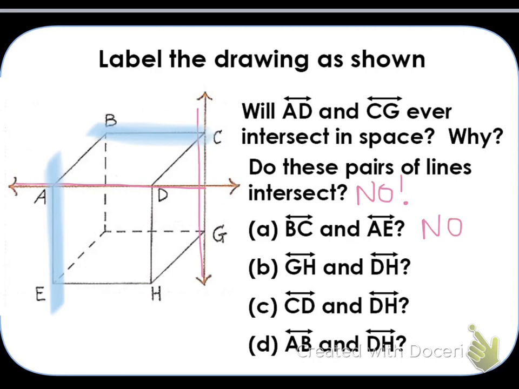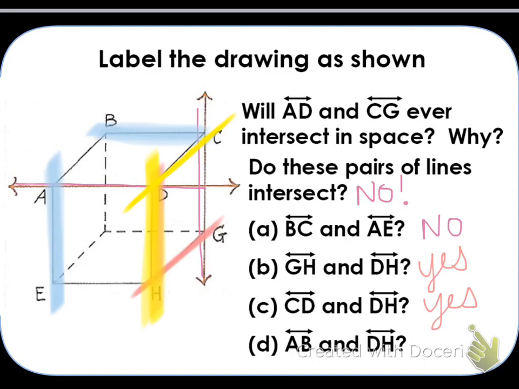Okay, GH and DH, they run into each other at point H, so yes, they do intersect. Okay, CD and DH, they're intersecting at D, and you can kind of see that if they share that letter, they're probably going to intersect. So my next set most likely will not intersect.